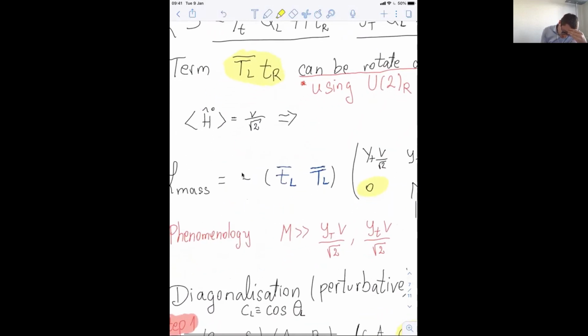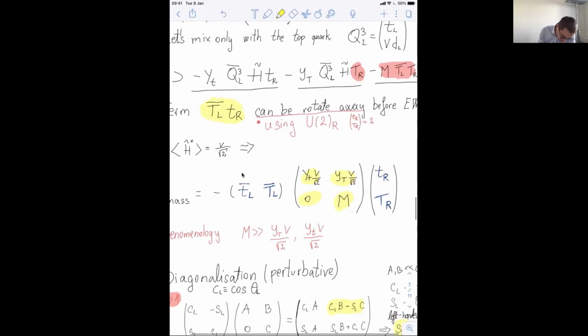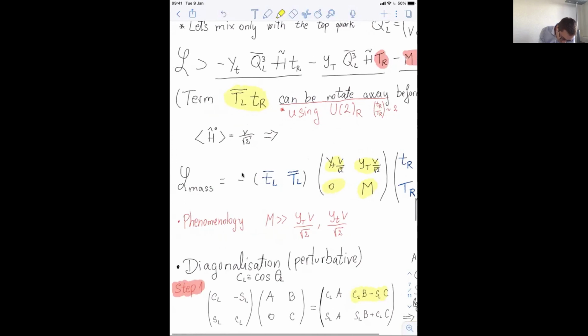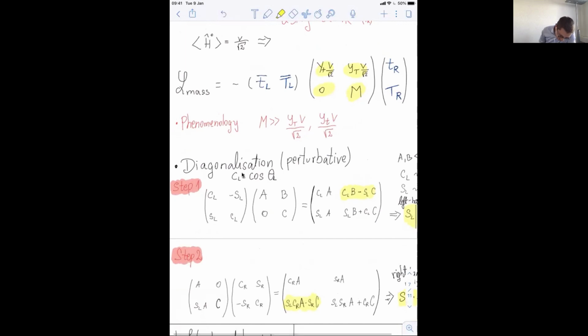Now phenomenology tells us that the entry capital M, so this entry, is much bigger than the first 2. So we haven't found this guy at the LHC, and its limits are like 1 TeV compared to, let's say, top quark mass, which is 170 GeV. So there is an order of magnitude hierarchy between these terms. So let's use this and do diagonalization.